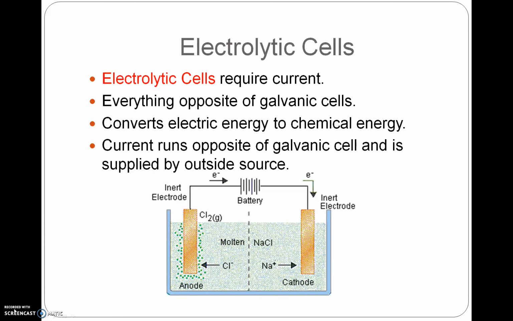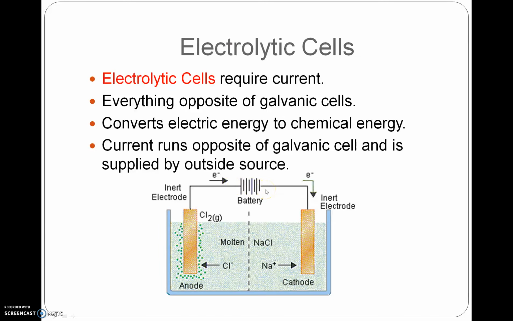So electrolytic cells require current, and it's everything opposite of the galvanic cells. It converts electric energy to chemical energy, instead of galvanic cells converting chemical to electric. The current runs opposite of a galvanic cell and is supplied by an outside source. In an electrolytic cell, the cathode and the anode are in the same container with no salt bridge, but a porous barrier in between, like filter paper, separating them in solution.